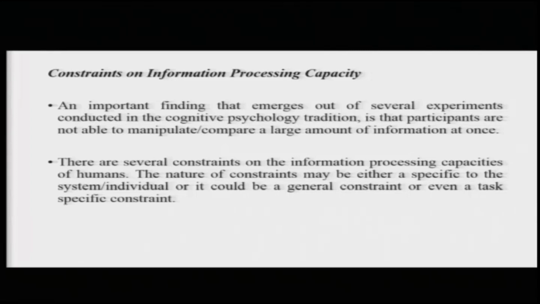Now, there are some constraints on the information processing capacity of the brain, and this is something which keeps emerging out of a range of cognitive psychology experiments that have been performed, and we will come across a lot of these different kinds of experiments as well. The constraints on the information processing capacity of humans can typically be of various kinds. They could be specific to a system or the individual.